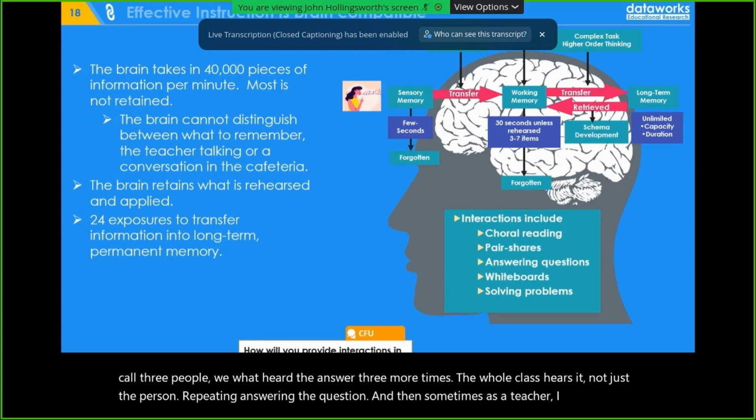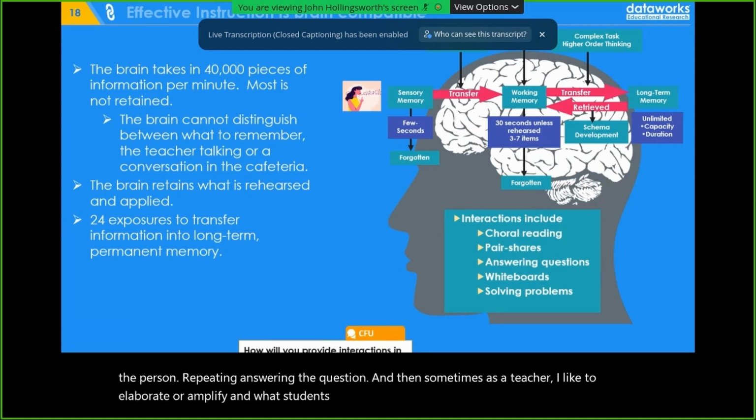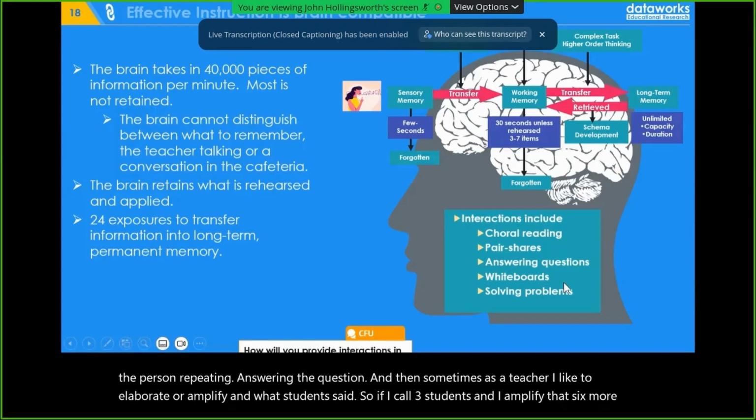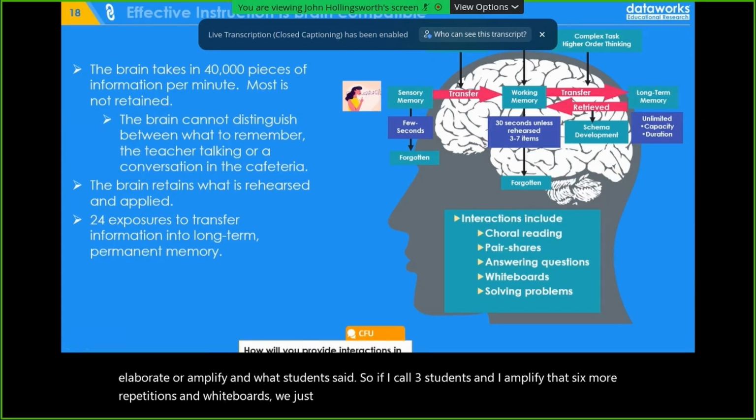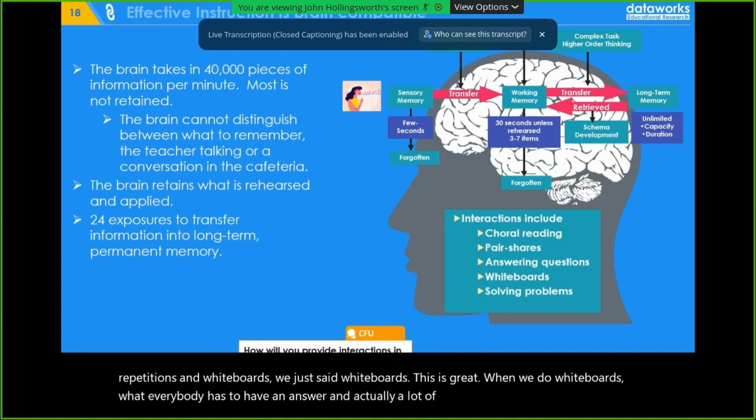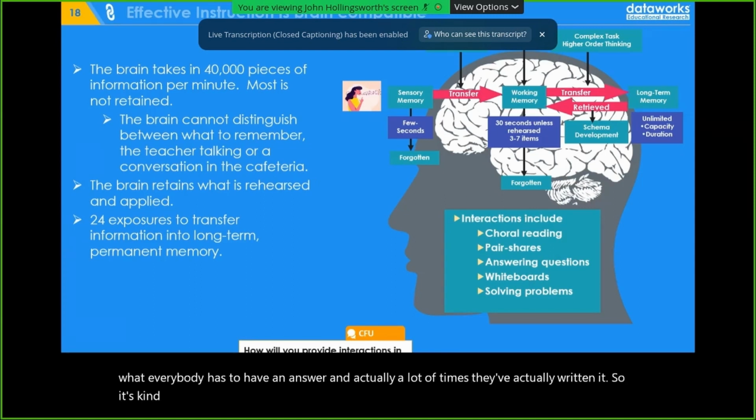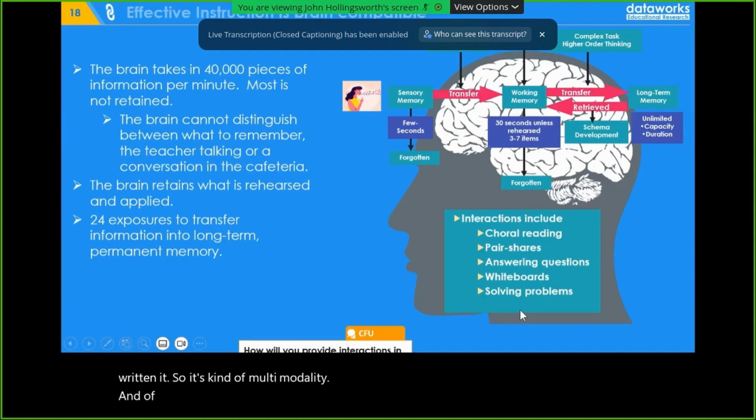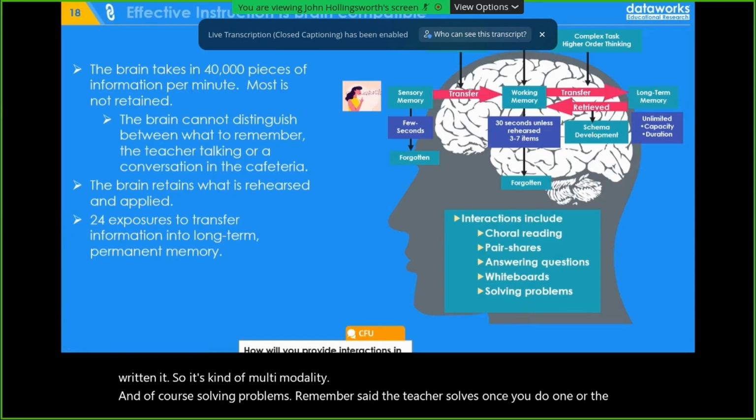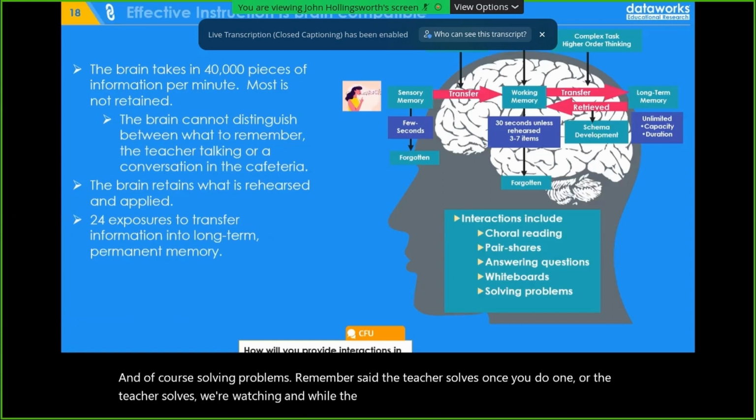And then sometimes as a teacher, I like to elaborate or amplify what students said. So if I call 3 students and I amplify, that's 6 more repetitions. And whiteboards. Okay, so I have my checking for understanding question on this page. Let me get my slide up right here. So I said, these are some ways we could provide interactions. So I'm going to let you pick anything off of here you might not have thought of before, but pick 1 or 2 off of this. And let's just read the question together.